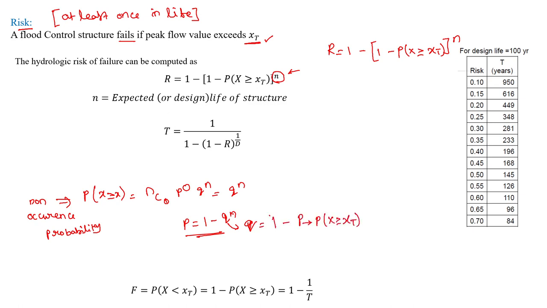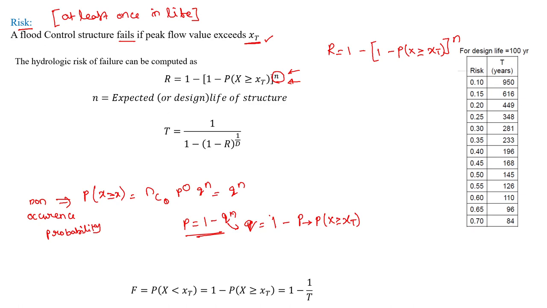This will confuse you a lot, so just remember this particular equation: r equals 1 minus p(x greater than xt) whole power n. If you remember this formula, it is straightforward. You will get an n value, you will know the t value, and from there you can get the risk probability.